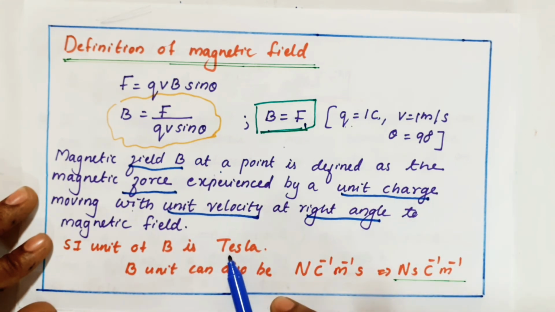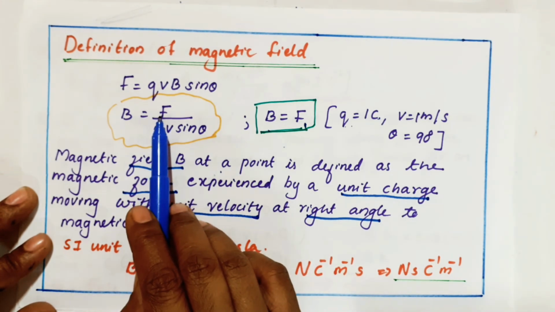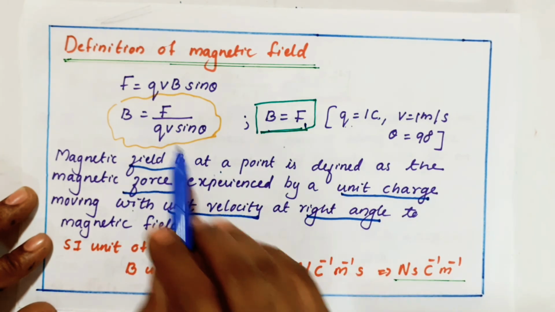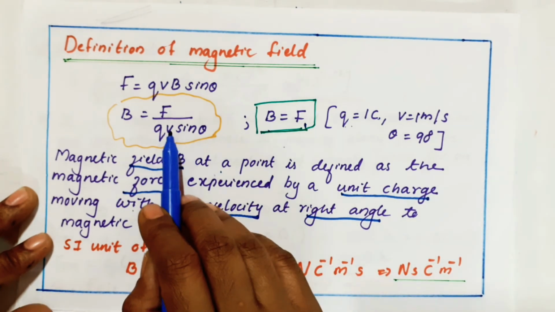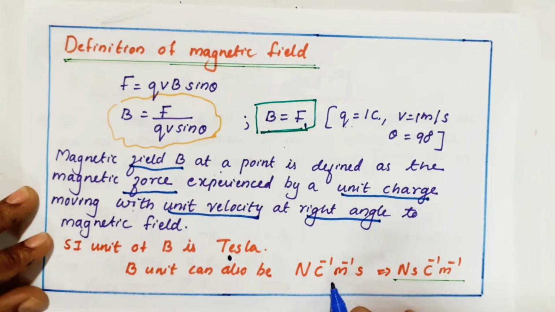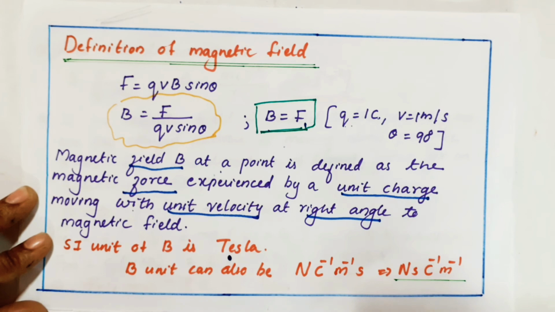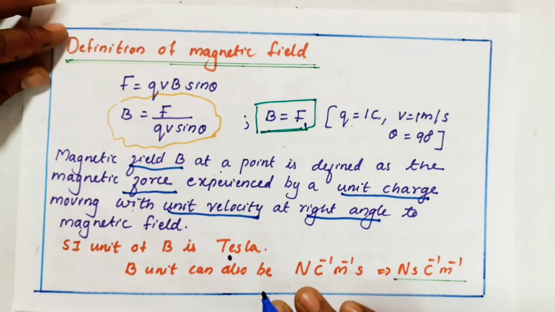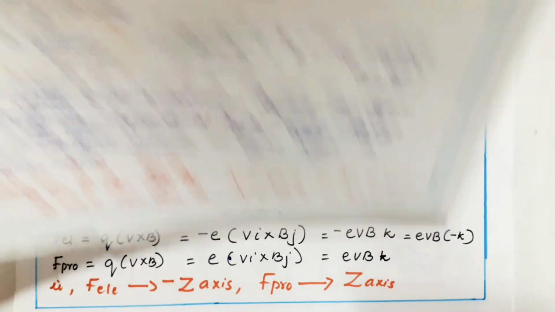And I already told you the magnetic field unit is Tesla. And with this, I need to tell one more unit. You know, the force unit is Newton. Charge is Coulomb. So it can be written as Newton per Coulomb. Velocity is meter per second. When it goes up, we can write it as meter minus 1 second. Or Newton second Coulomb minus 1 meter minus 1 can also be written as the unit. It is also equivalent to a Tesla.